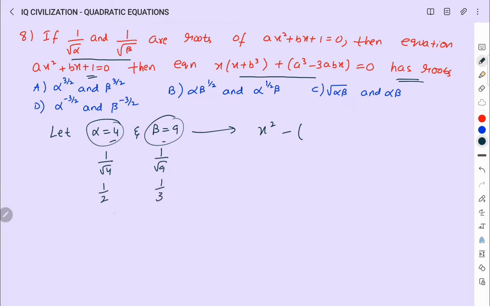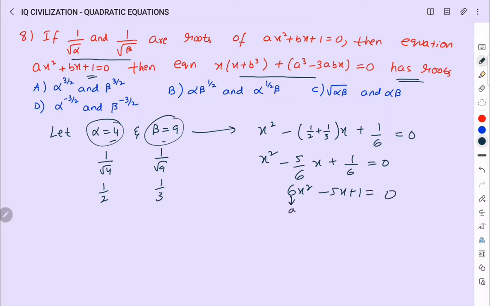So x square minus (alpha plus beta) x, 1 by 2 plus 1 by 3, plus alpha beta, 1 by 6. Okay, so x square minus, here taking the LCM, 5 by 6 x plus 1 by 6 equals 0. So this is nothing but 6x square minus 5x plus 1 equals 0. So this is my A, this is my B, and this is my C. So just substitute everything in this.